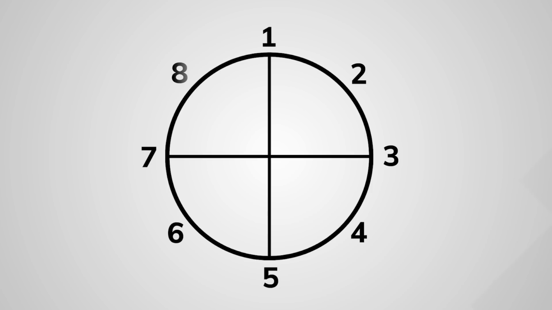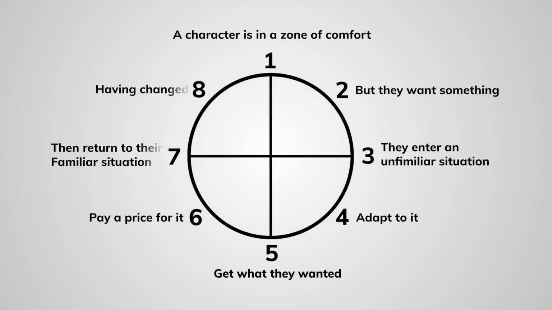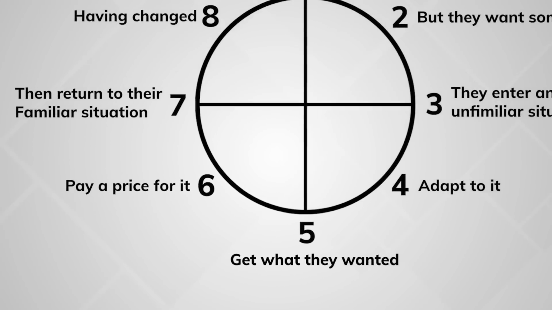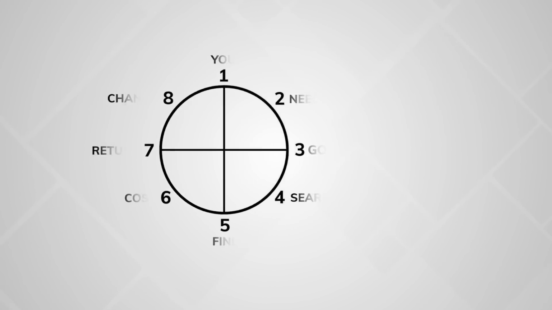If you've been following this channel, you will have heard me talk about Harmon's story circle. In the story circle, the midpoint usually takes place at numbers 5 and 6, where the protagonist gets what they want and then they pay a heavy price for it. If we return to our past 3 examples, we see how their midpoints work with this idea.